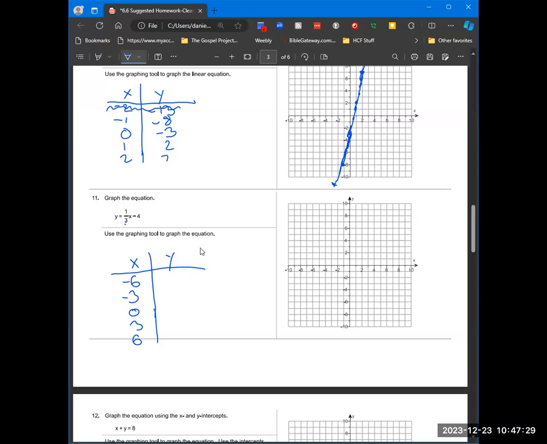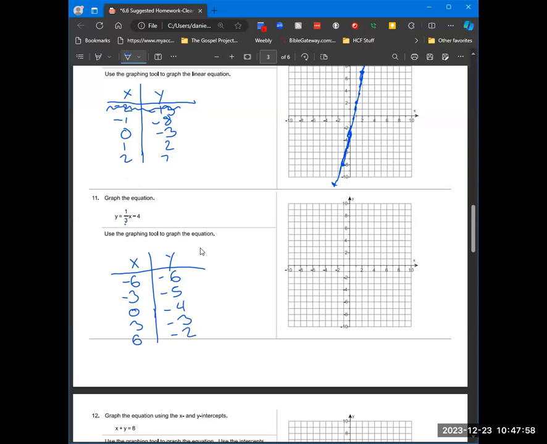So a third of -6 is -2, and -2 minus 4 is -6. A third of -3 is -1, and -1 minus 4 is -5. A third of 0 is 0. 0 minus 4 is -4. A third of 3 is 1. 1 minus 4 is -3. And a third of 6 is 2. And 2 minus 4 is -2.